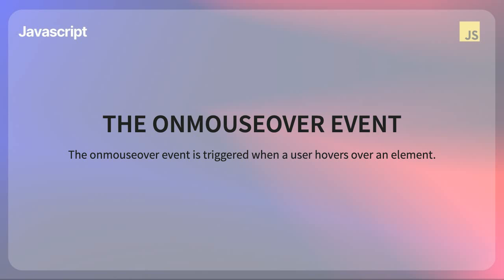The onMouseOver event is triggered when a user hovers over an element. We can use the onMouseOver attribute to attach an event listener to an element.